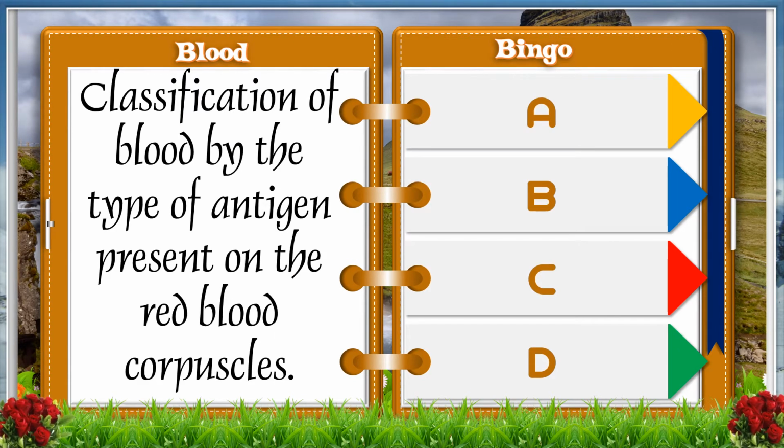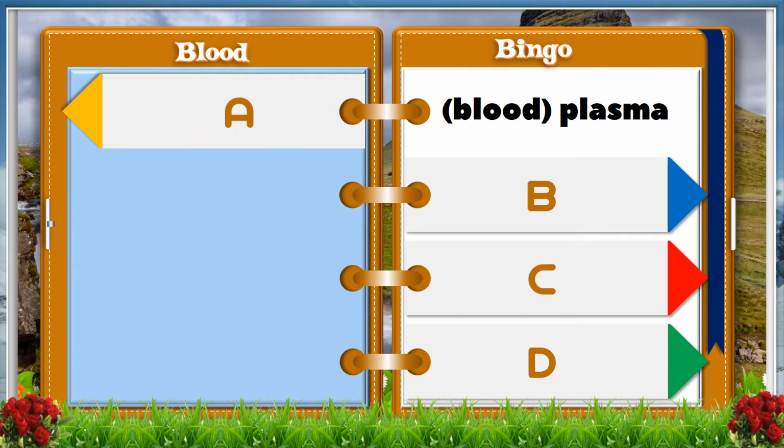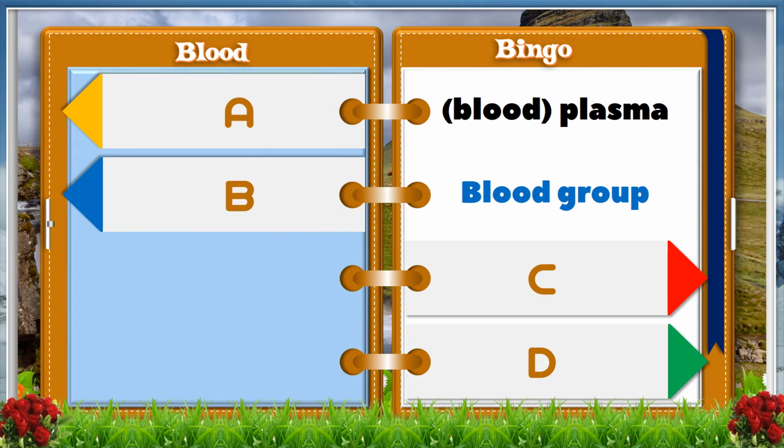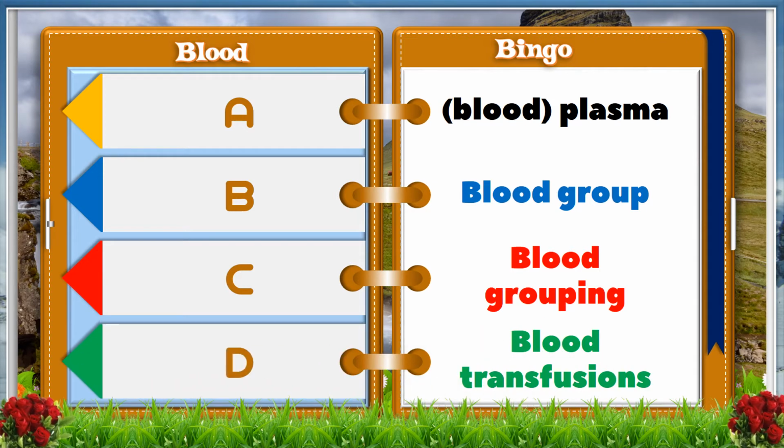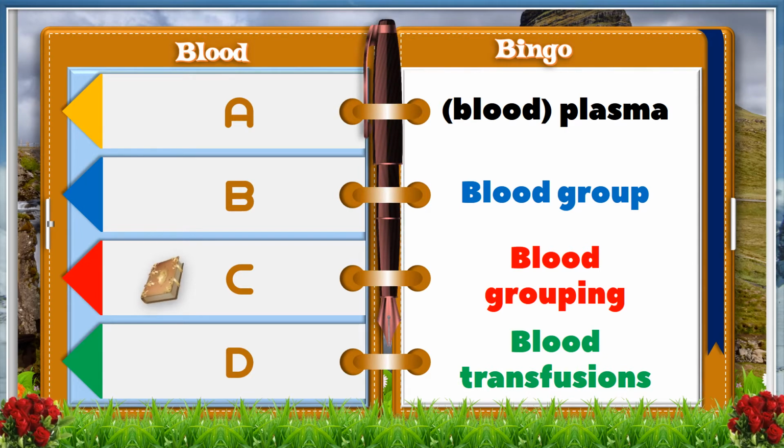Classification of blood by the type of antigen present on the red blood capsule. A. Blood plasma. B. Blood group. C. Blood grouping. D. Blood transfusion. And the answer is C. Blood grouping.